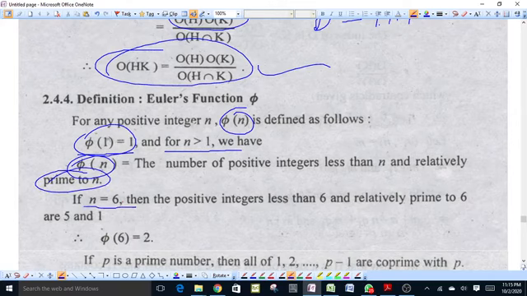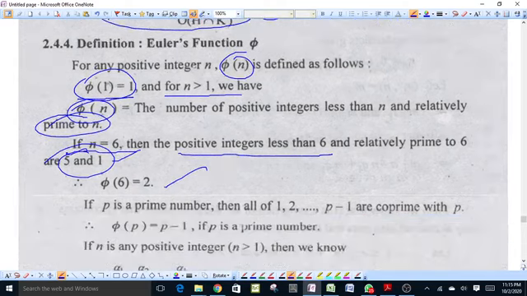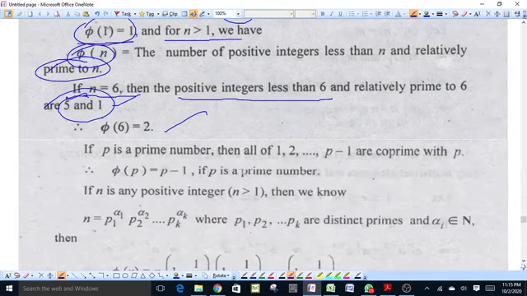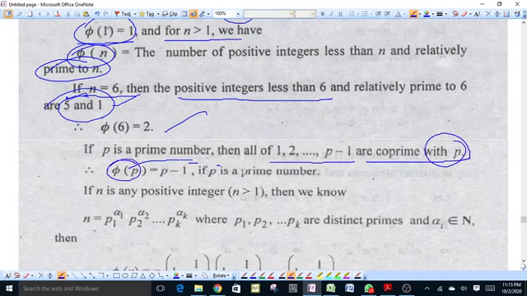If n is equal to 6, then the positive integers less than 6 and relatively prime to 6 are 5 and 1 only. Therefore, phi 6 is equal to 2. There are two numbers less than 6 that are relatively prime to 6, 1 and 5. Therefore, phi 6 is equal to 2. If p is a prime number, all the numbers less than p, that is from 1 to p minus 1, are relatively prime with p. This means phi p will be equal to p minus 1 if p is a prime number.